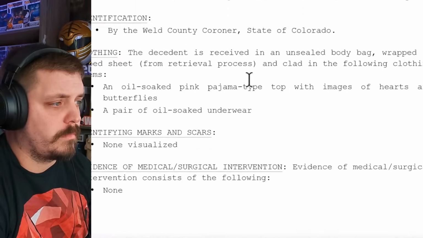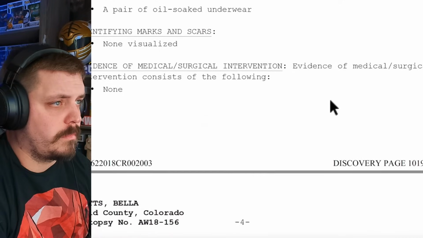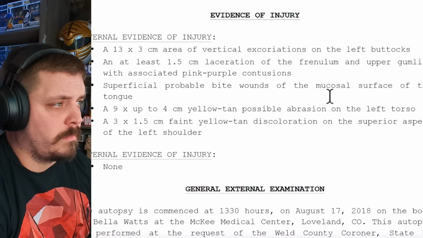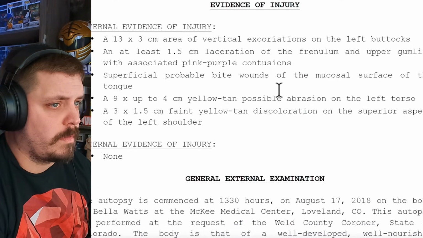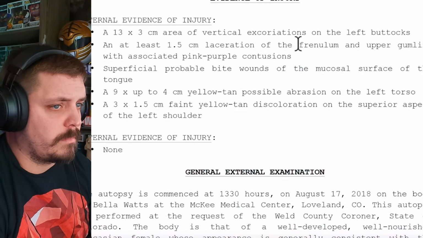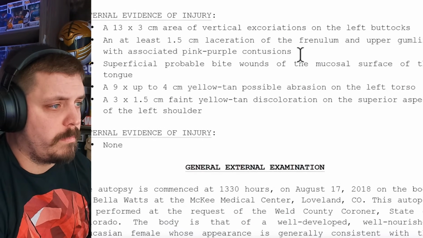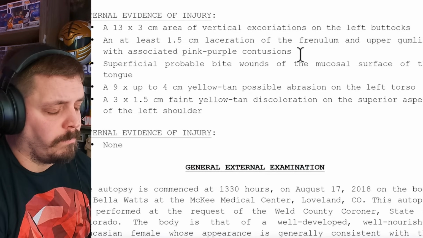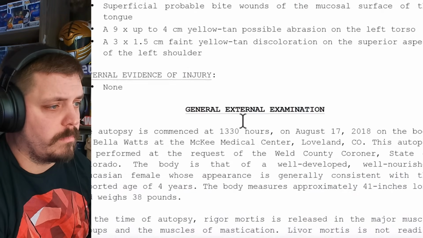So that's just who's there, the clothing, pink pyjamas, images of hearts and butterflies, oil-soaked underwear. External evidence. So there's a 13 by 13 centimetre area of damage to her left buttocks. That would have been as she was being pushed into the oil battery. Laceration of the frenulum, that's common. Injuries around the mouth and gums. Well, she bit her tongue. With people who've been forcibly smothered, so people who fought back, that's a defensive wound, and she's probably bitten her own tongue, unfortunately.